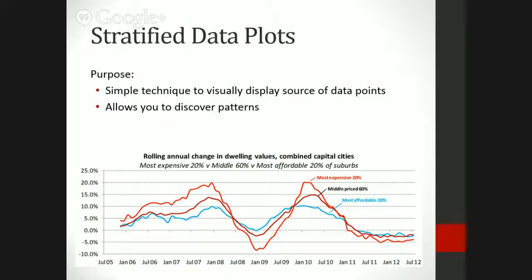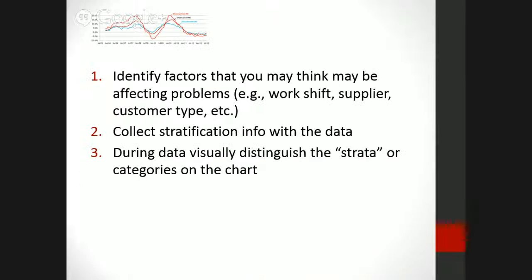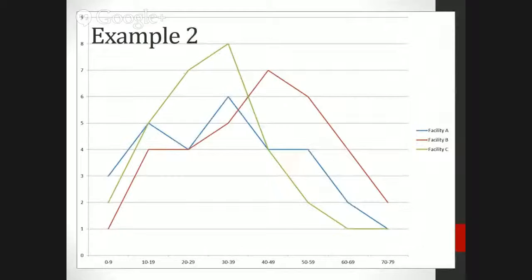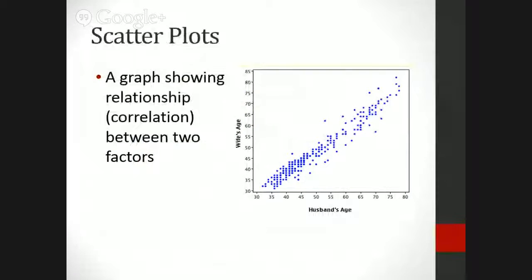This is simply some different data plotted against each other. Housing values combined in capital cities. Yeah, that's not good. This is what I want to go to.